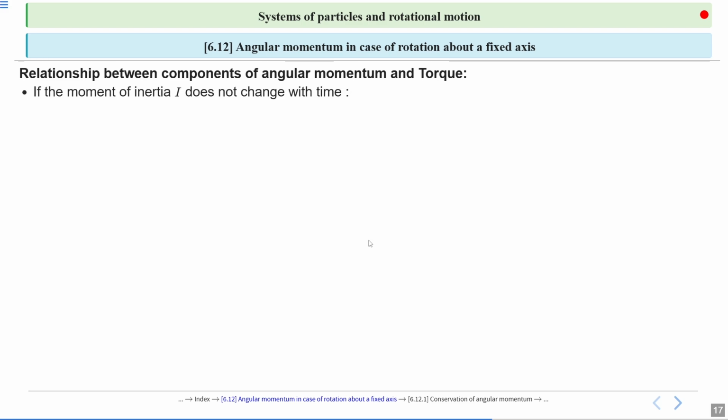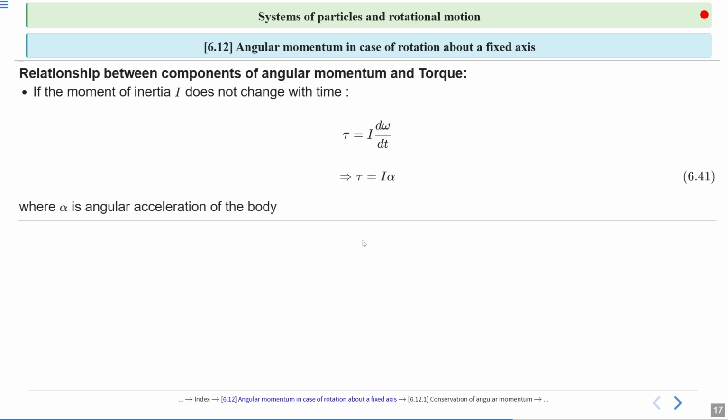Now, if the moment of inertia I does not change with time, in that case tau is equal to I d omega upon dt. So tau equal to I alpha. Here alpha is d omega upon dt, or we can say the angular acceleration of the body. So all the formulas that we discuss here are very important.